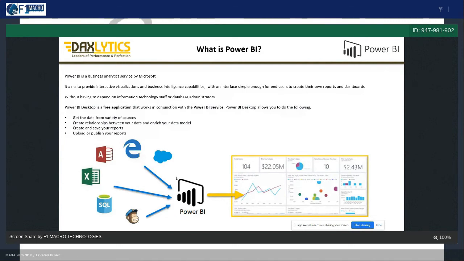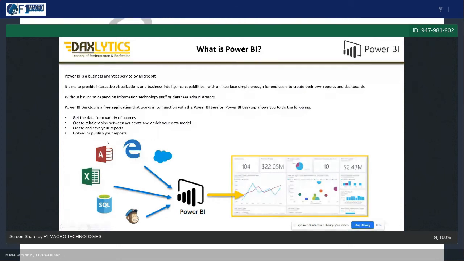Once you are done with the extraction, the second part will be transformation, and then you will load that data. Once you have loaded the data into the data model, you will create a relationship between multiple tables. Once you are done creating relationships between the tables, you will then analyze your data and visualize your data. After that, you will create and save your report, and then publish your report. So this is the flow you have to follow.